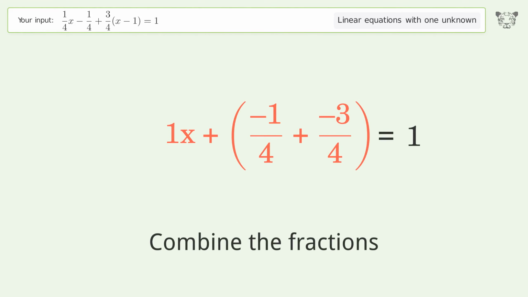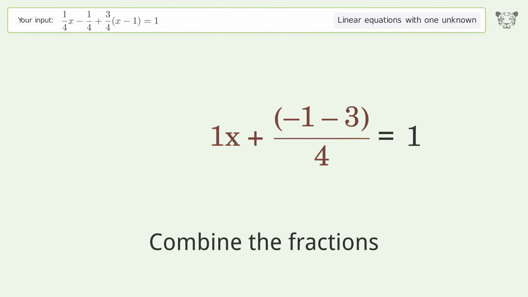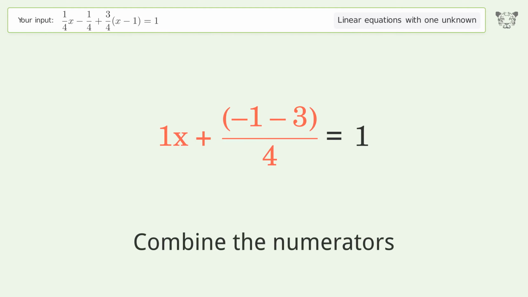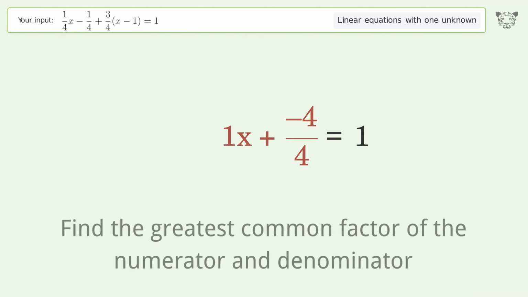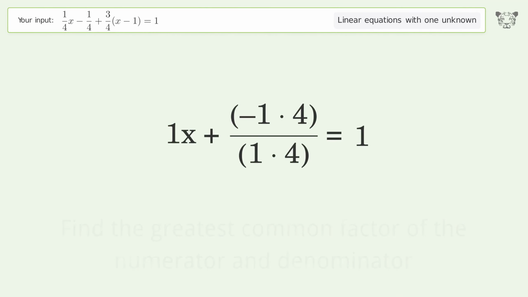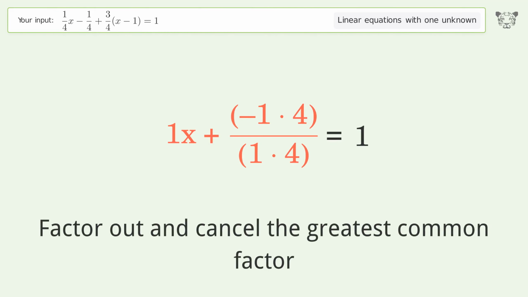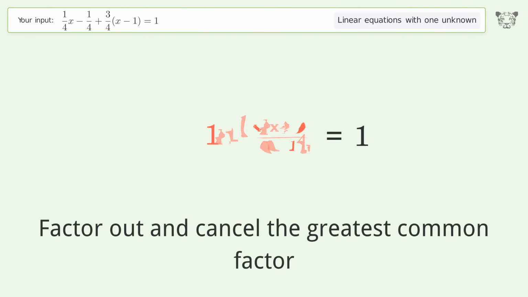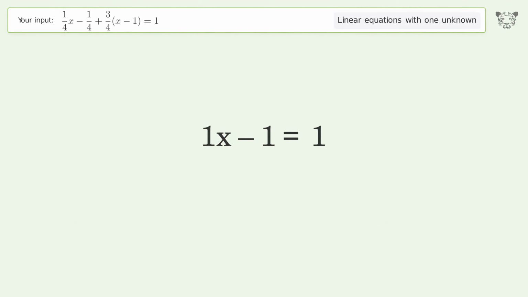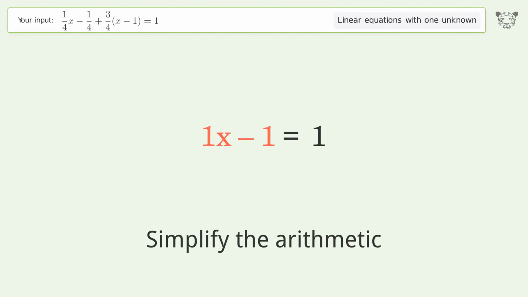Combine the fractions. Combine the numerators. Find the greatest common factor of the numerator and denominator. Factor out and cancel the greatest common factor. Simplify the arithmetic.